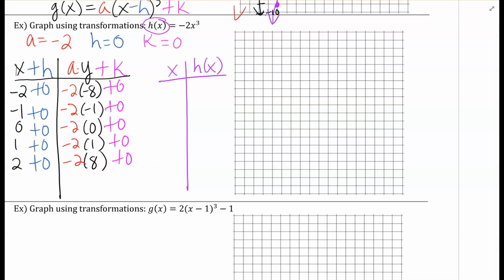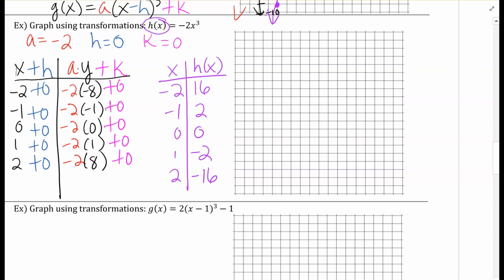And then you calculate your coordinate points. So notice I'm adding 0 to my x's, which is really nothing, so I'm going to stay with -2, -1, 0, 1, 2. But for my y's, the only thing I'm doing is multiplying by -2. So -2 times -8 is going to give you +16. -2 times -1 is +2. Anything times 0 is 0. -2 times 1 is -2. And then -2 times 8 is -16.